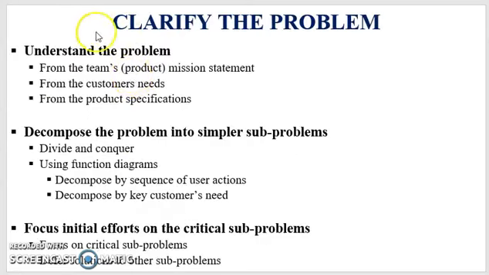The first stage of the concept generation is clarify the problem. This activity is completed under three sub-activities. The first one is understanding the problem, then decomposing the problem into simpler sub-problems, and finally focus initial effort on the critical sub-problems. Clarifying the problem consists of developing a general understanding and then breaking the problem down into sub-problems if necessary. The mission statement for the project, the customer need list, and the target specification are the ideal input to the start of concept generation process.